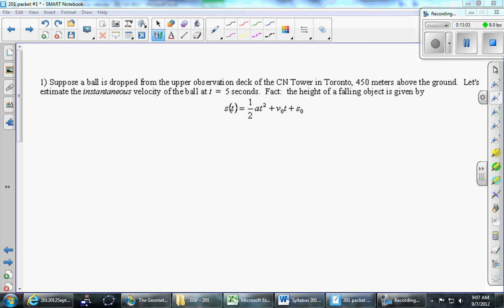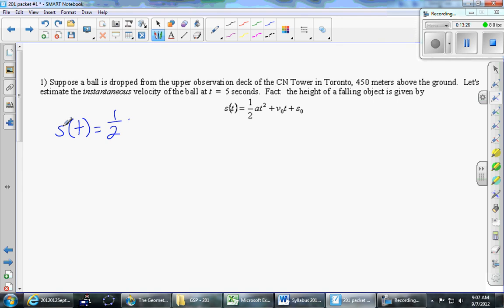Okay, so here's a formula that maybe you've seen in some physics-type class before. It tells you how high something is at any moment in time if it's falling. So let's see if we can fill in our specific numbers for this formula. So I've got a 1/2. A is the acceleration due to gravity. We are in metric because we're doing meters here.